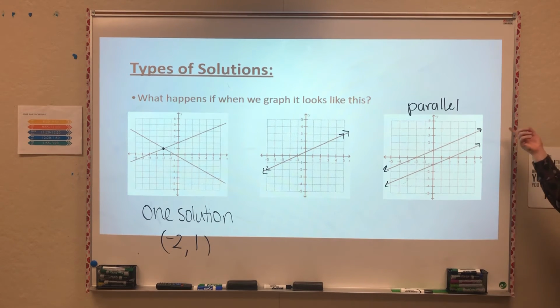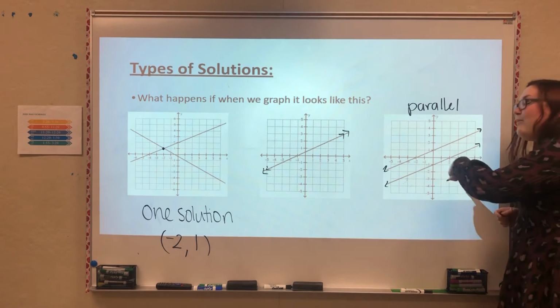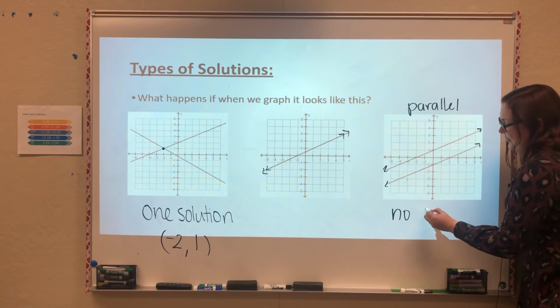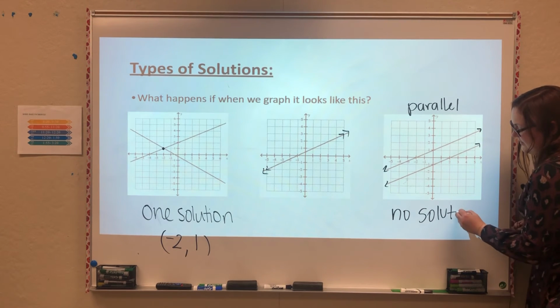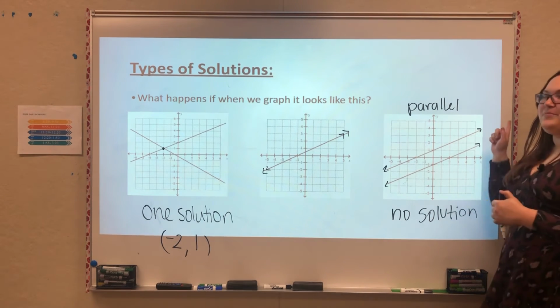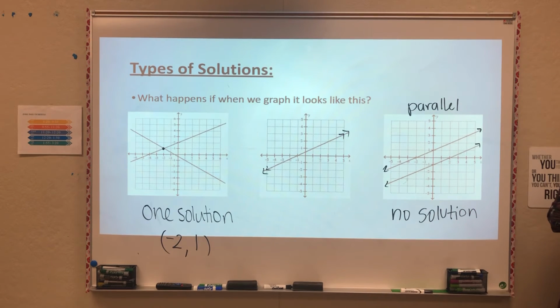So something like this, if you have a system with parallel lines that never intersect, there's no point that's on both lines. That means there is no solution. There's no solution point. So we say this system has no solution. So this is one other option for something that can happen with a system.